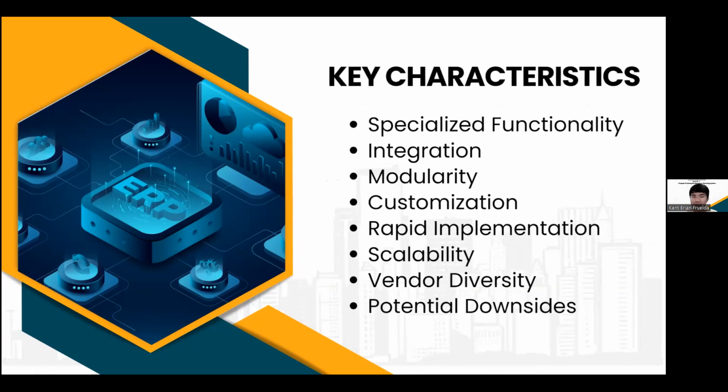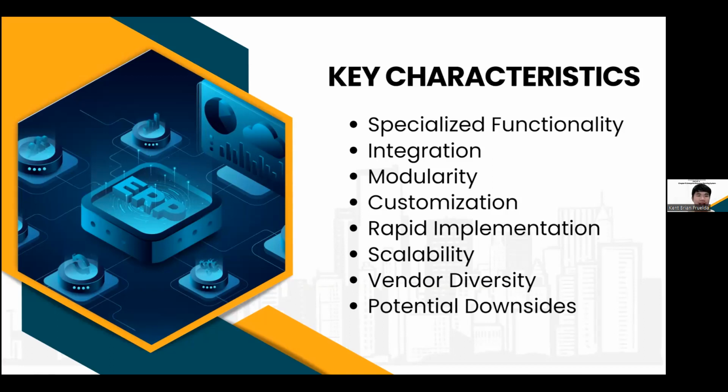So what are the key characteristics of bolt-on software? First, we have the specialized functionality. Bolt-on software is usually developed to address a specific need or requirement that is not adequately met by the core system. Next, integration. Bolt-on solutions need to be integrated with the existing software. This integration can involve data exchange, APIs, connectors, or other means of communication. Next, we have modularity. Bolt-on modules are designed to be modular and independent from the core system. They can be added or removed without affecting the overall functioning of the core system.